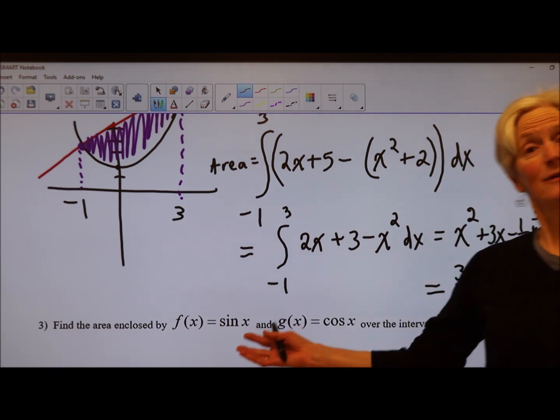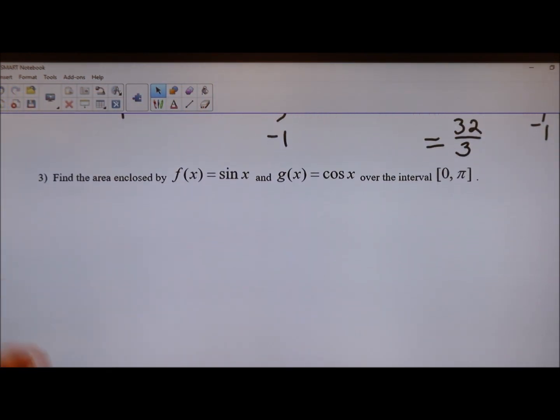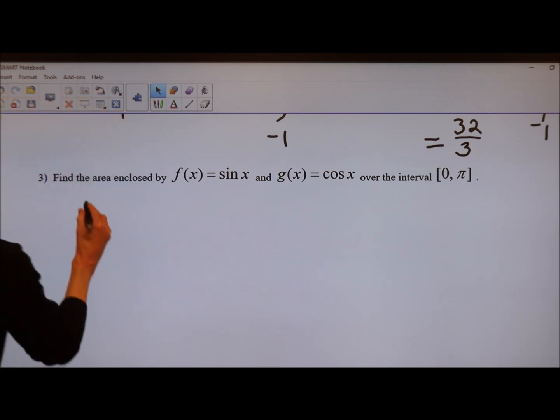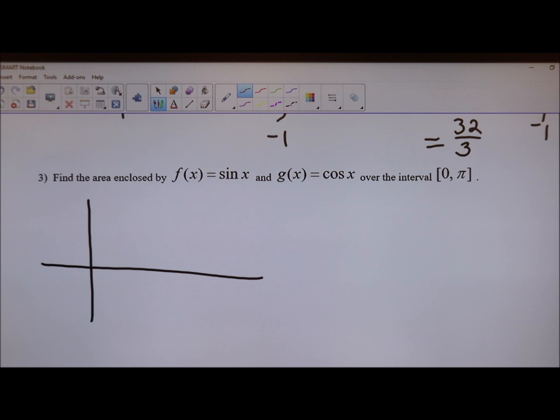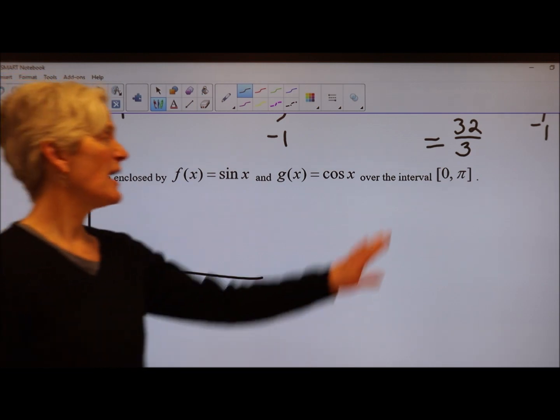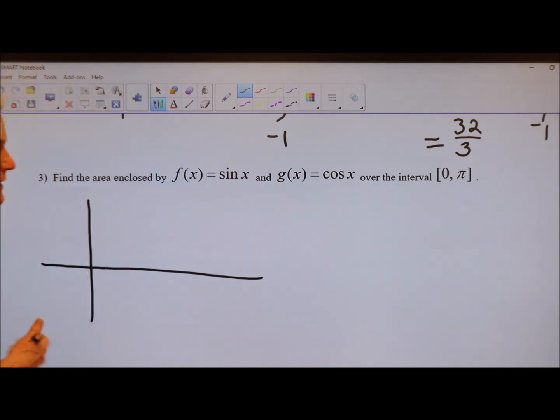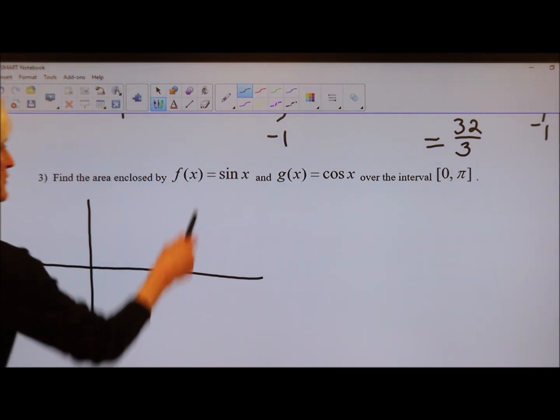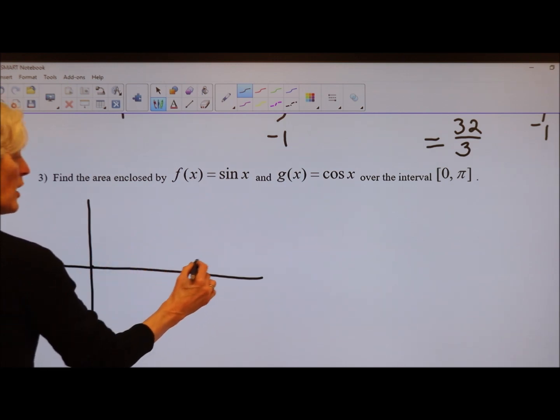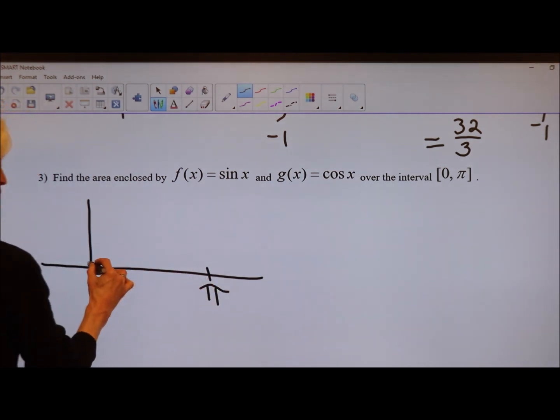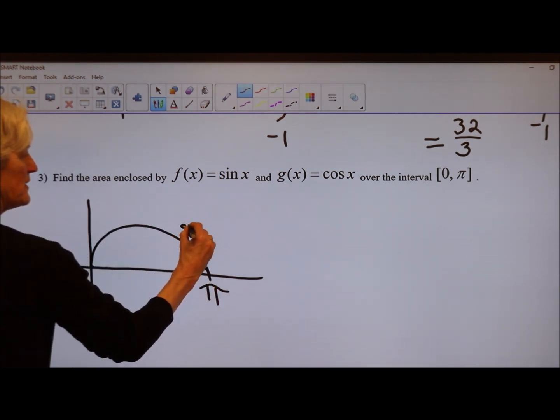So now, of course, these aren't always that straightforward. Let's try this one right here. Find the area enclosed by sine of x and cosine of x over the interval. Okay, so now I'm giving you the interval, so we don't have to worry about setting them equal to each other, or do we? So sine of x, I know what that looks like. I'm not going all the way to 2 pi, so I'm just going to do half of its cycle. So there's my f of x, there's my sine of x.